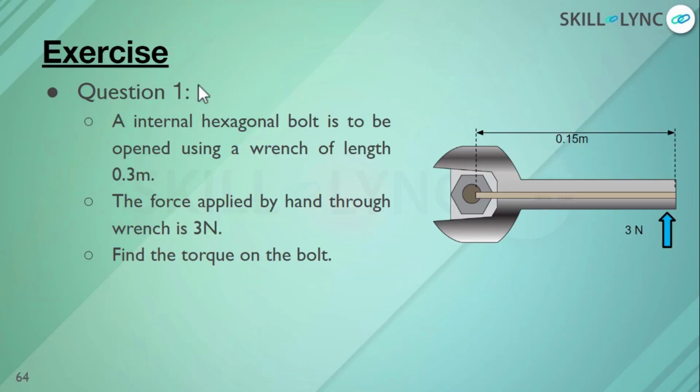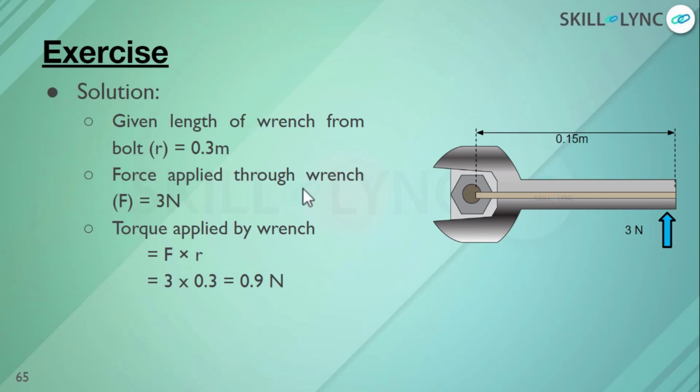Let's try to understand this torque by an exercise. The question says, an internal hexagonal bolt is to be opened using a wrench of length 0.3 meter. The force applied by hand through the wrench is 3 newtons. Find the torque on the bolt. So, given the length of the wrench is 0.3 meters, and the force applied through the wrench is 3 newtons.